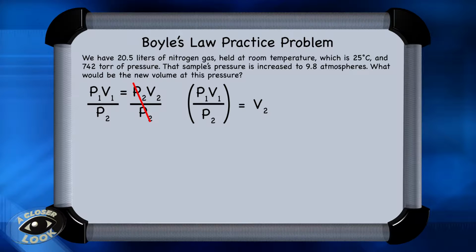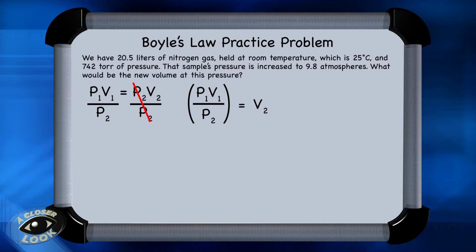You may have noticed that the initial pressure was given in units of torr, and that the final pressure, P2, was given in units of atmosphere. Both the torr and the atmosphere are non-SI units of pressure. 1 atmosphere is equal to 760 torr. When using any of these gas law equations, units must match so that they cancel out. So let's go ahead and convert 742 torr to atmosphere so that our pressure units match.